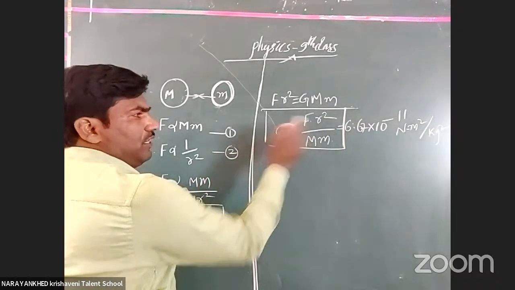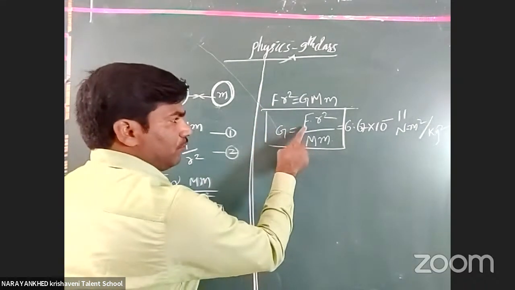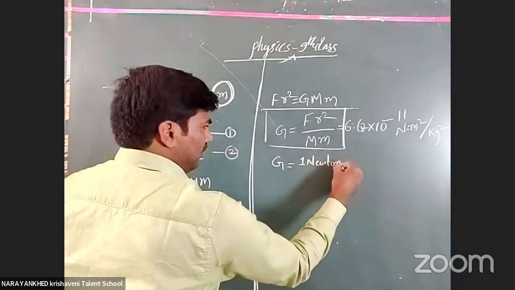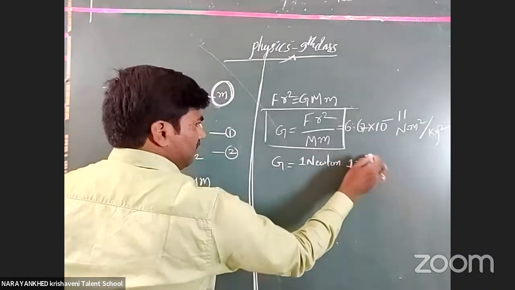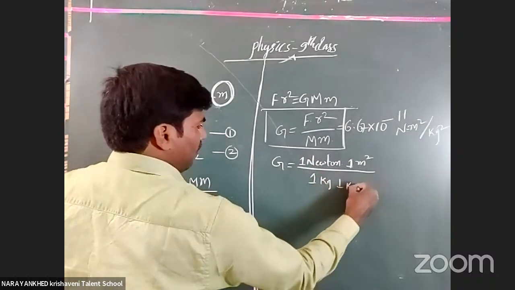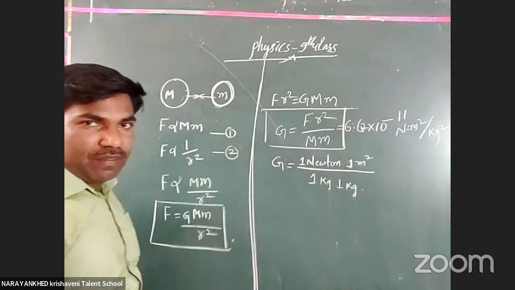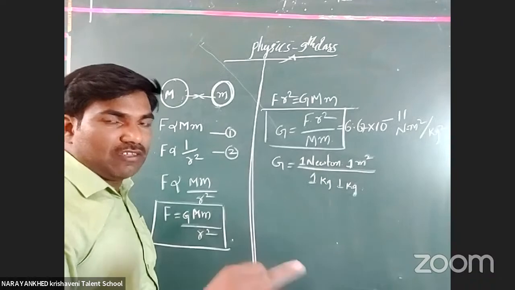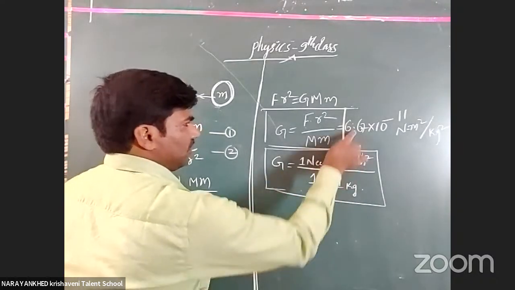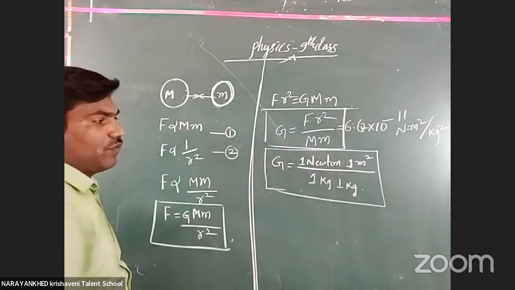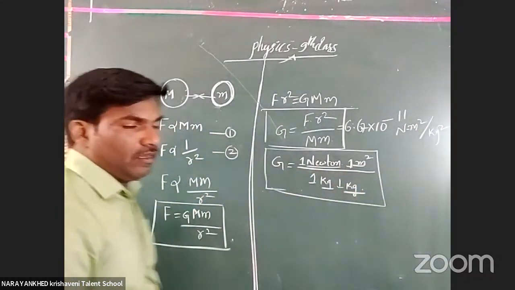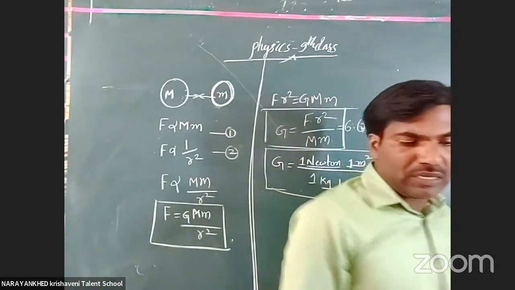And here, how do we define the G value? When a 1 Newton force is acting on bodies which are 1 meter apart and have masses of 1 kg each, both masses being 1 kg, they are influenced by the 1 Newton force, and the distance between them is 1 meter. That is equal to the gravitational constant. In this way we get the units of our gravitational constant, Newton meter square per kg square. Got it? This is about our Newton's gravitational law.